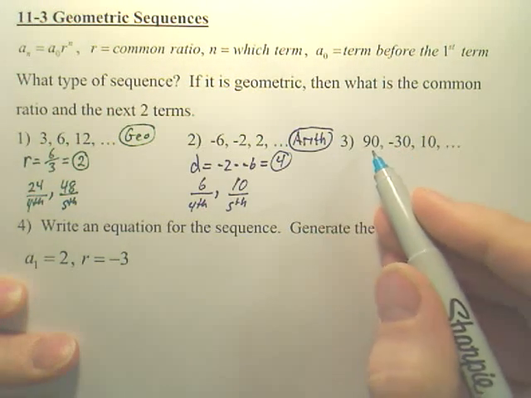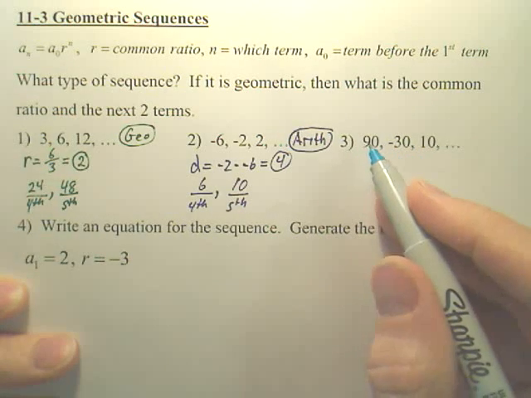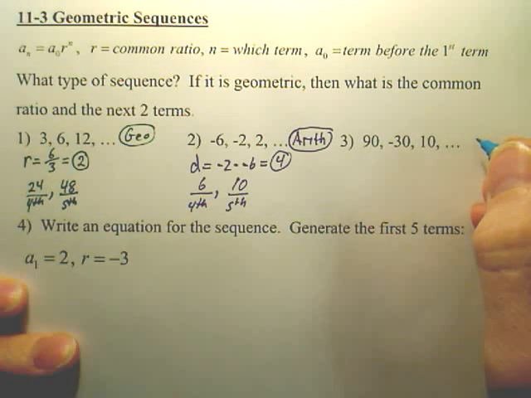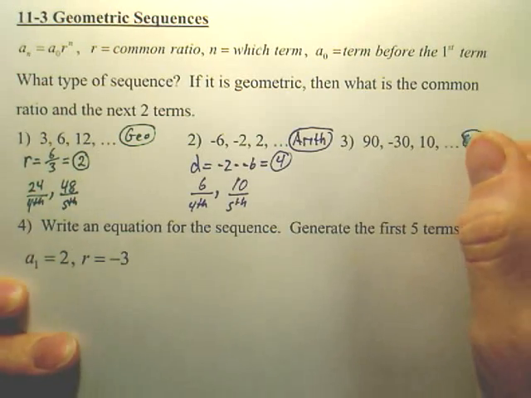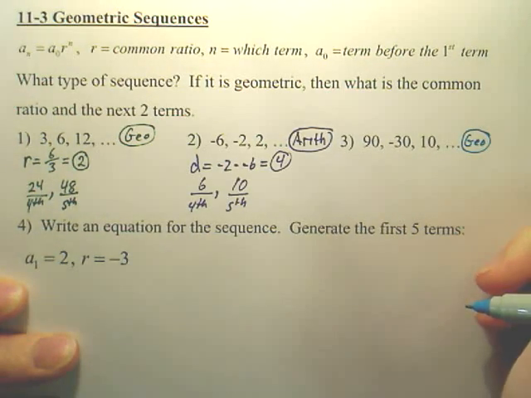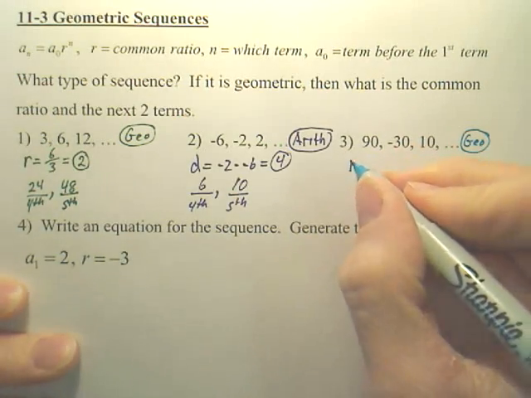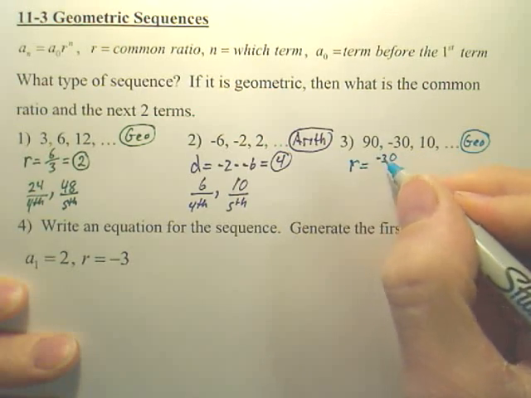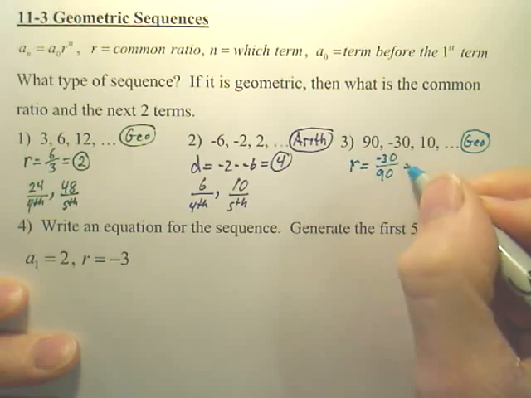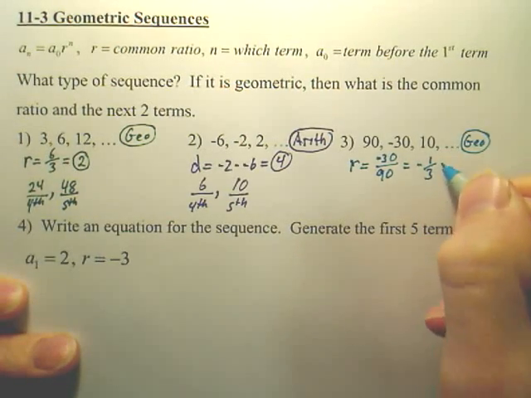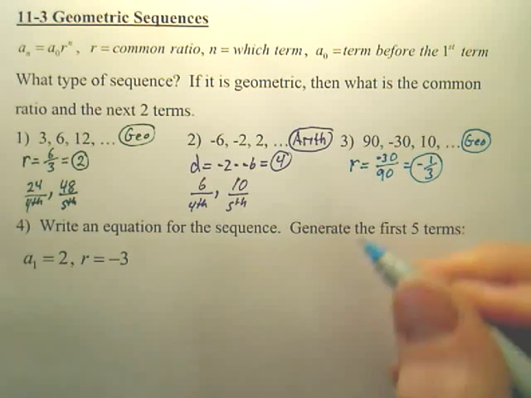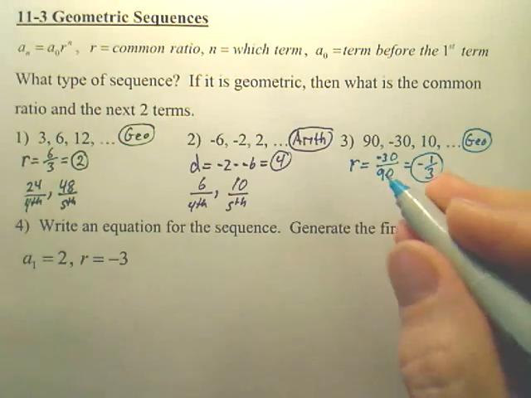And number 3, arithmetic or geometric? Let's see. Looks like to me we're dividing by a number. I see I'm dividing by 3. So if I'm dividing by a number, isn't this going to be geometric? And if it's geometric, don't I have a common ratio? Which means I'm going to take this number, the negative 30, divide by the 90. And isn't multiplying by negative 1/3 the same as dividing by negative 3? Yeah, multiplying by negative 1/3 is the same as dividing by negative 3.